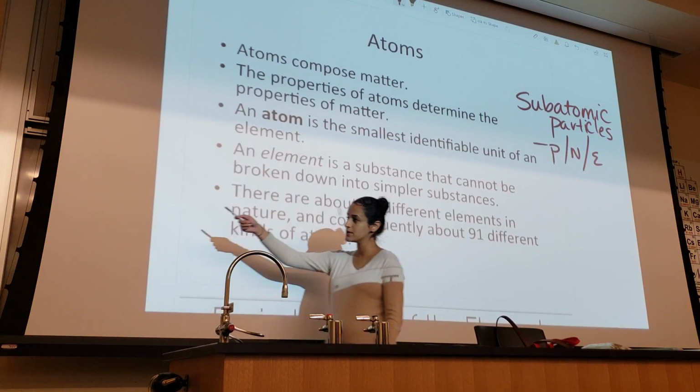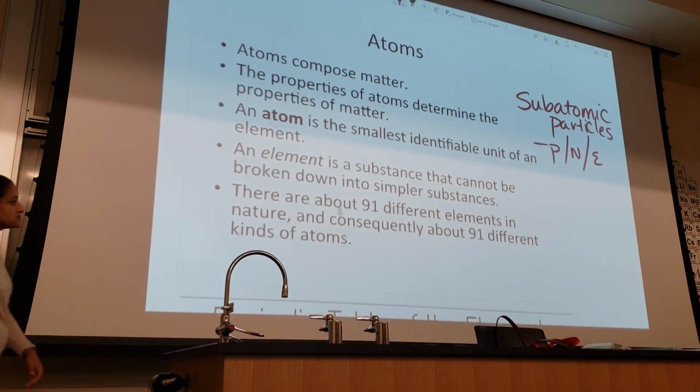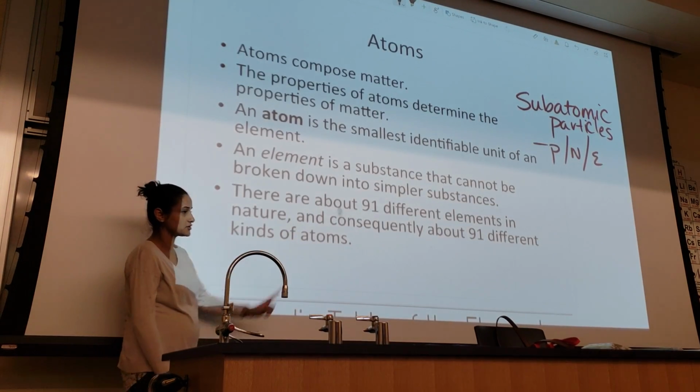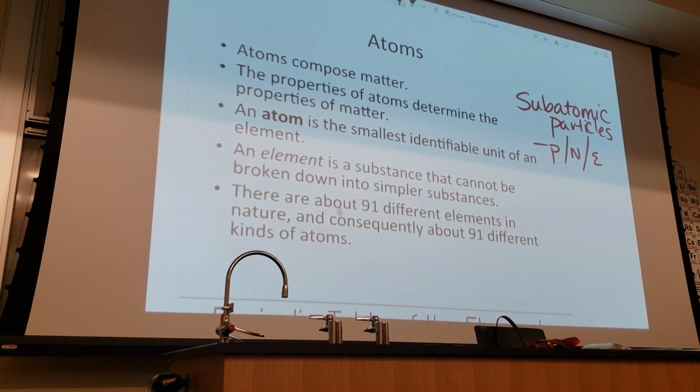When we look at the periodic table, it says there's 91 different elements in nature. If you look on the periodic table, we have 118. You'll notice that there's 2 rows that are actually embedded right here. They're just taken out and moved down here. So we have 118 elements, but 91 are found naturally. The rest are man-made.